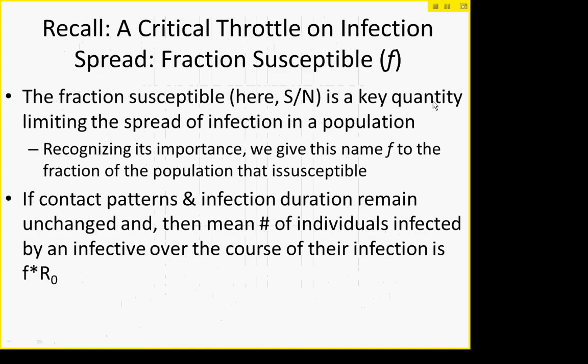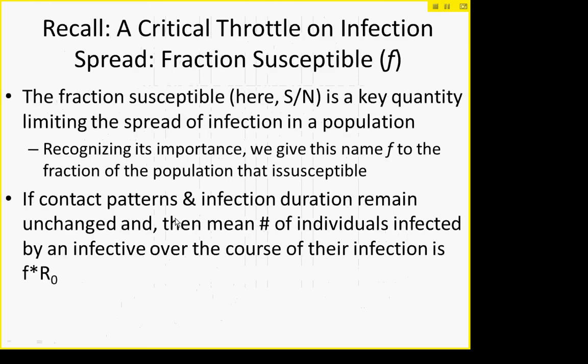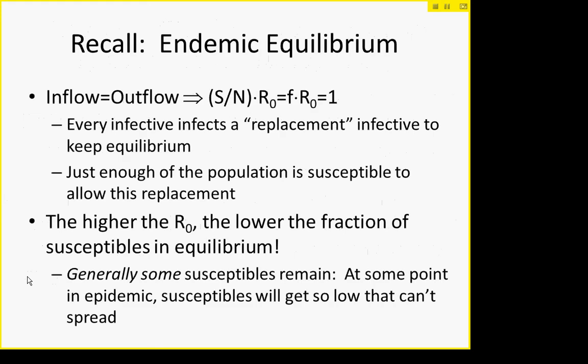One of the key quantities is S over N, the fraction that's susceptible. And it turns out that you can derive the fact that if we have a situation where contact patterns and infection duration remain unchanged, then the mean number of individuals infected by an infective over the course of their infection is S over N times R0. In other words, if R0 is the number of people they'll affect in a situation where everyone is susceptible around them, then if fewer people are susceptible around them and the contact patterns and infection duration stay the same, the number of people they'll infect will be S over N, the fraction of people around them that are susceptible, times R0. And so at equilibrium, we have S divided by N times R0 equal 1.